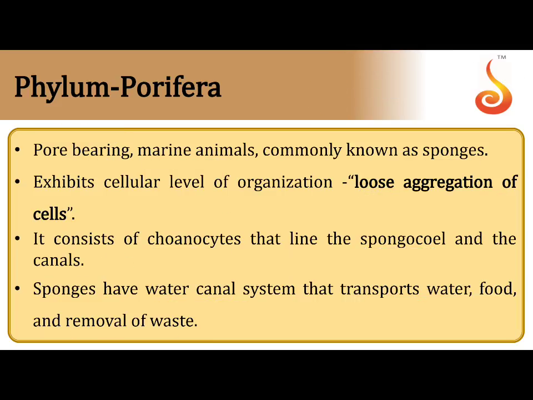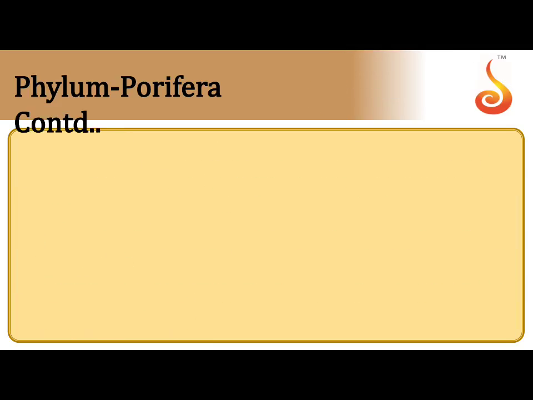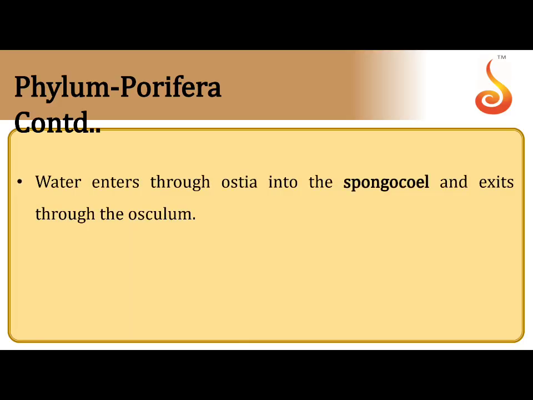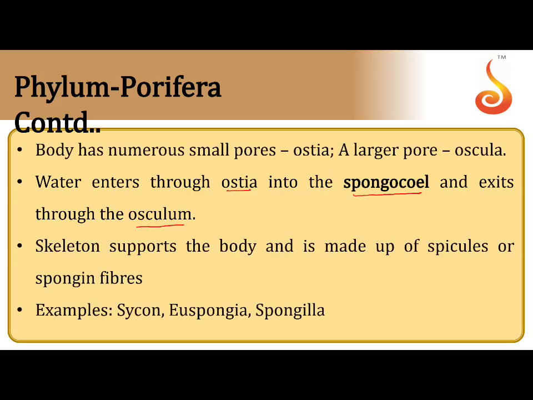So I hope you have understood this first set of characteristics in sponges. We move on to the next. Water enters through ostia and into the spongocele and exits through the osculum. So body has numerous small pores called ostia, and a larger pore, osculum, singular, and plural oscula. The entire body has an endoskeleton.